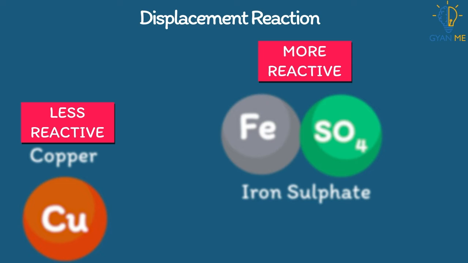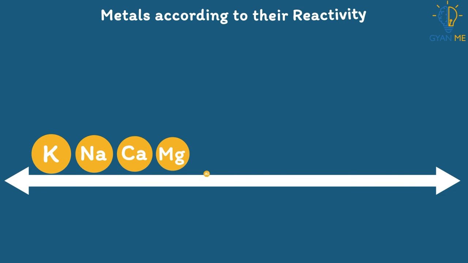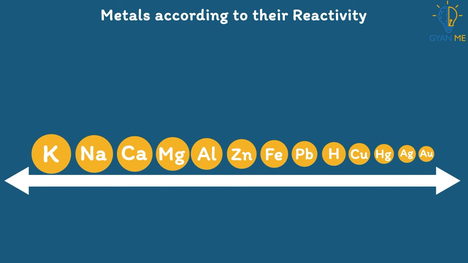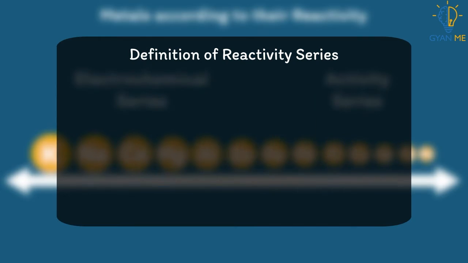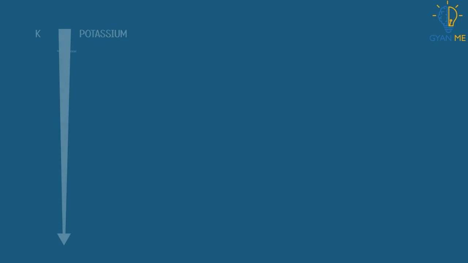Here, a question arises: how to find the reactivity of elements? We can use the activity series, also known as the electrochemical series or reactivity series. The reactivity series is a series of metals arranged in order of their reactivity from highest to lowest. Let us explore it further.